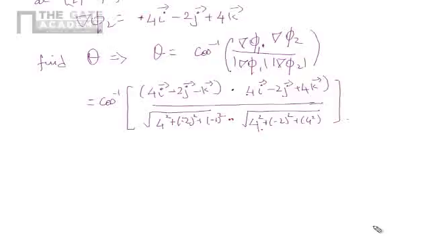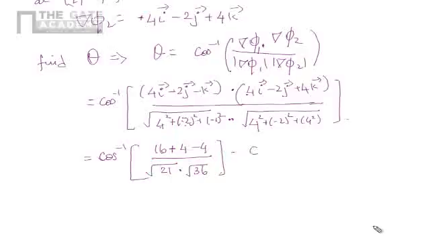This is what it is. So on simplification it will give me cos inverse of (4 into 4, 16, plus 4, minus 4) divided by root of 16 plus 4, root 21 into root 36. That is nothing but cos inverse of 16 by root 36 into 6 root 21. This can be simplified as 8/3.